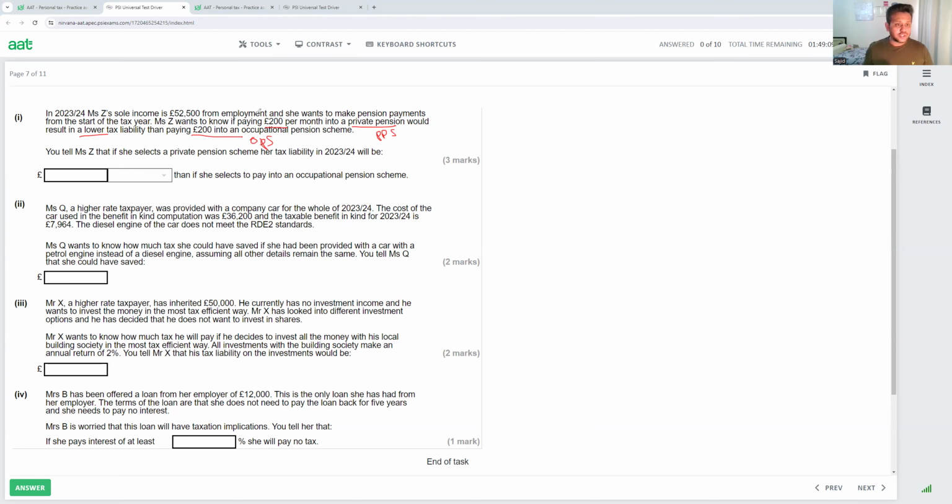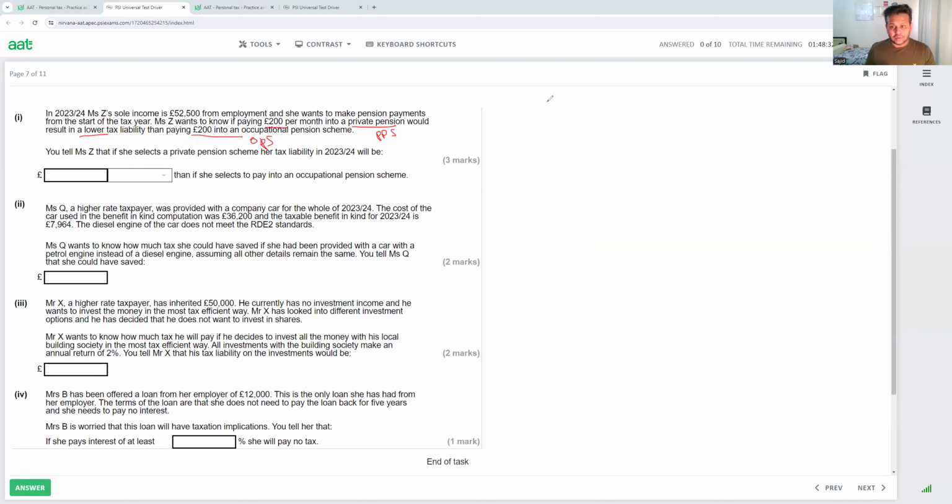Simple as this. And she is a higher rate taxpayer, so we understand that. So 52,500, so higher rate taxpayer. Fair enough. So we know the story. If there is an OPS, we need to minus it from the employment income. If there is a PPS, it will extend the basic band and also increase the personal allowance. Here, we don't have to worry about the personal allowance because personal allowance is only our concern when the income is more than 100,000. Here, the income is 52,500. That means it's less than 100,000. She is entitled to the full personal allowance, that is 12,570. So we really don't have to worry about the personal allowance here at all.